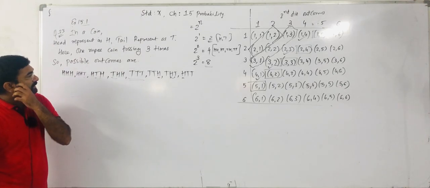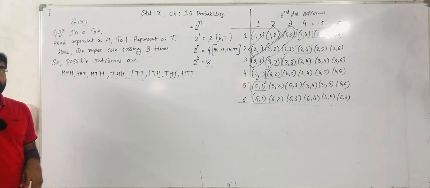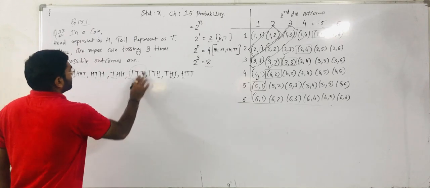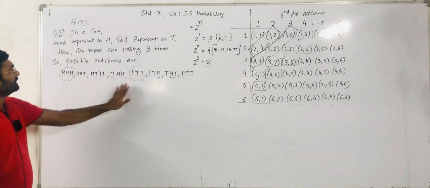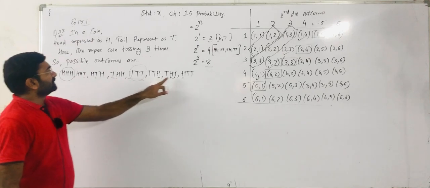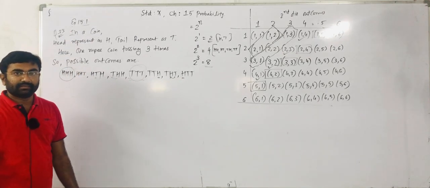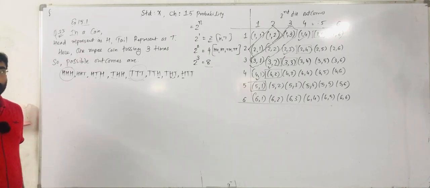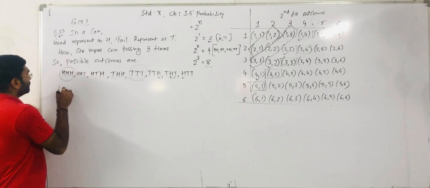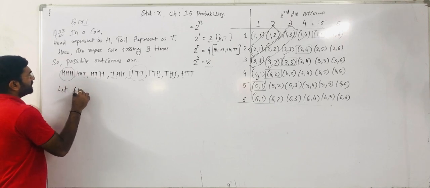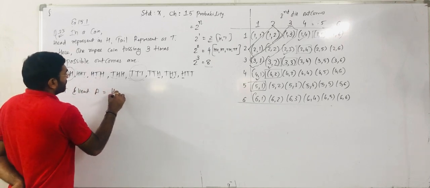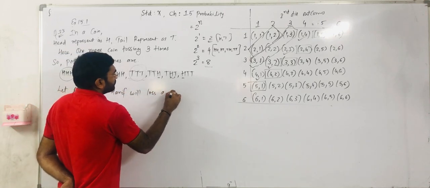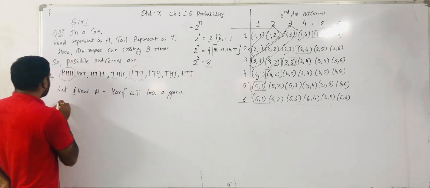Now our question is that Hanif will win a game if all tosses have the same outcome. The same outcomes occur in these 2 cases. In the head, tail cases here, we cannot say the outcomes are the same in all 3 tosses. So the question is: find the probability that Hanif will lose the game. We have to find the probability of losing the game.